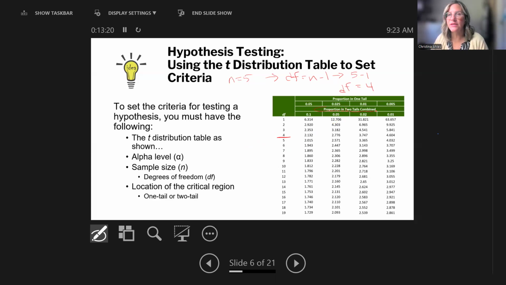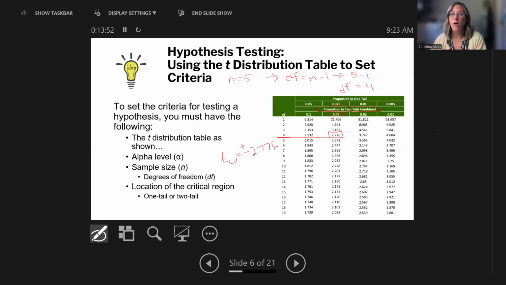So you no longer have to split your alpha level. You're going to look at 0.05. Right here is the 0.05. Hopefully you can see that, that 0.05. And we're going to find it's under, with 4 corresponding right here, 2.776. So our t critical value equals positive and negative 2.776 because it's a two-tail test. So it would be on both ends of the distribution.